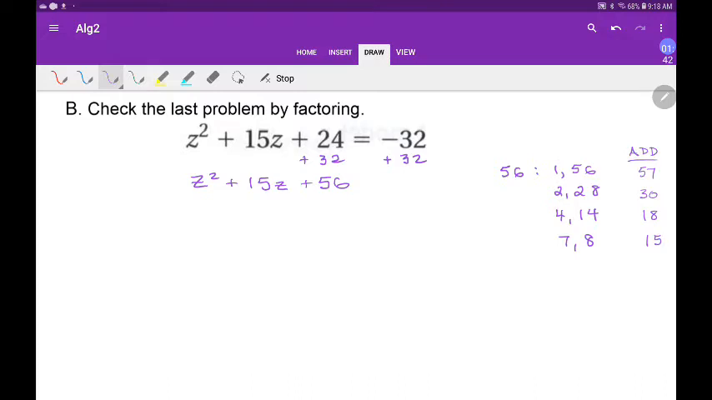I guess I'd have to use the quadratic formula again or something like that. Or I could complete the square. I guess I could do that. But it turns out I don't have to because this works for me. 7 and 8 do make 15.